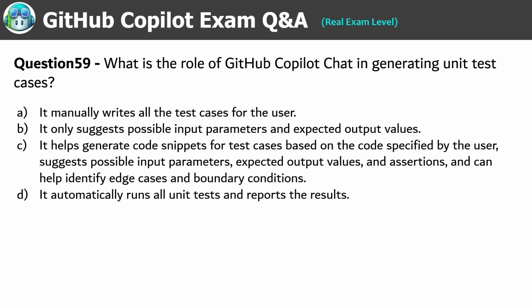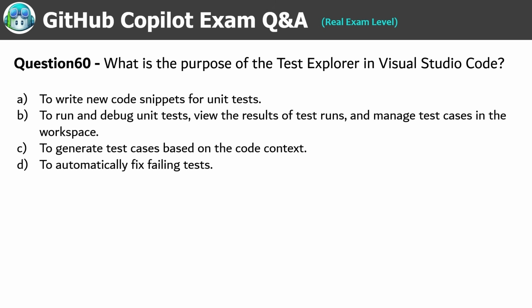Question 59: what is the role of GitHub Copilot chat in generating unit test cases? And the answer is C. It helps generate code snippets for test cases based on the code specified by the users, suggests possible input parameters, expected output values, and assumptions, and can help identify edge cases and boundary conditions. And question 60: what is the purpose of the Test Explorer in Visual Studio Code? The answer is B, to run and debug unit tests, view the results of the test runs, and manage test cases in the workspace.